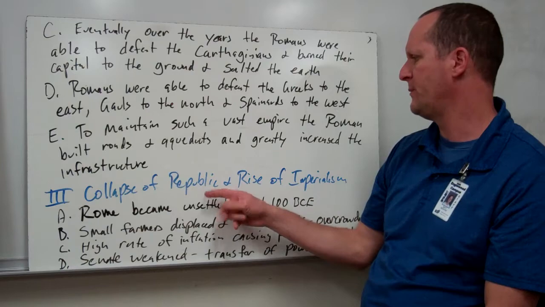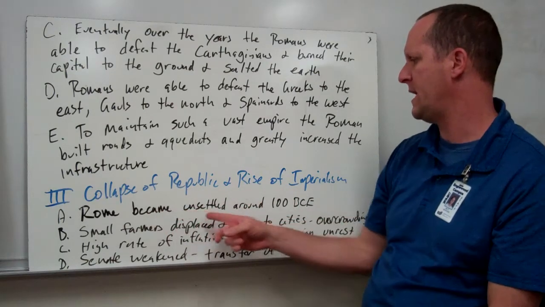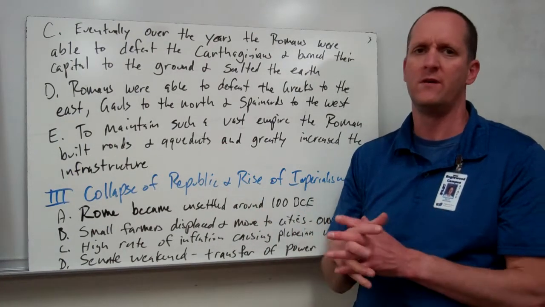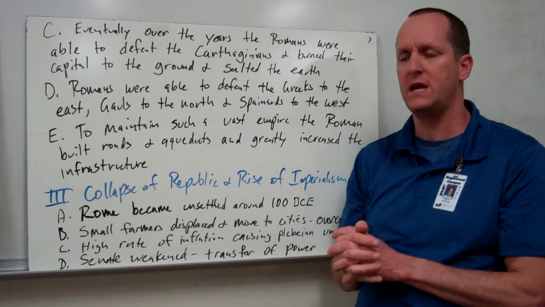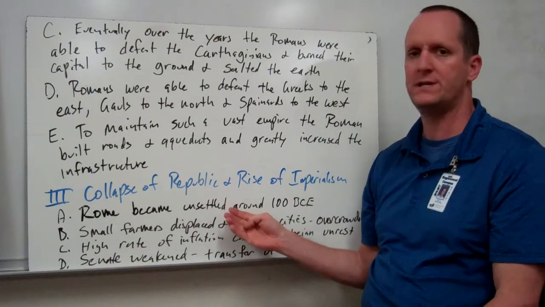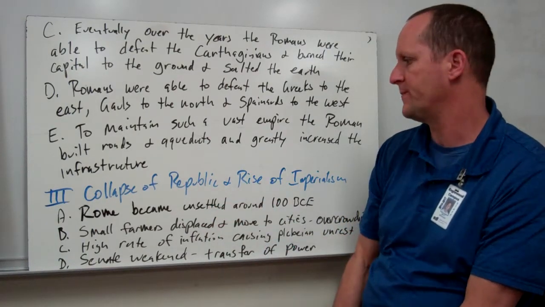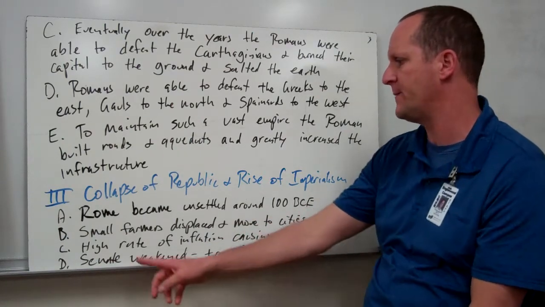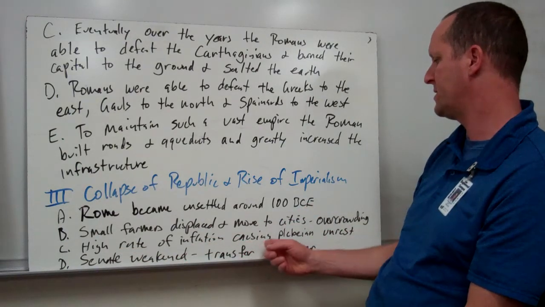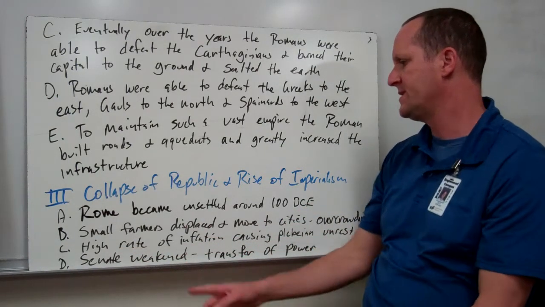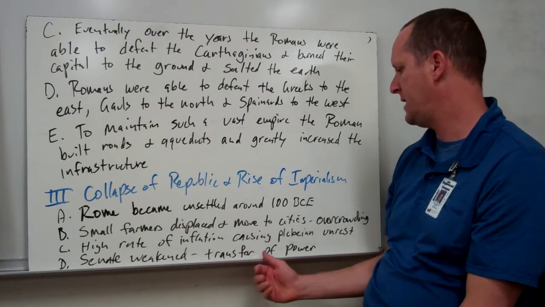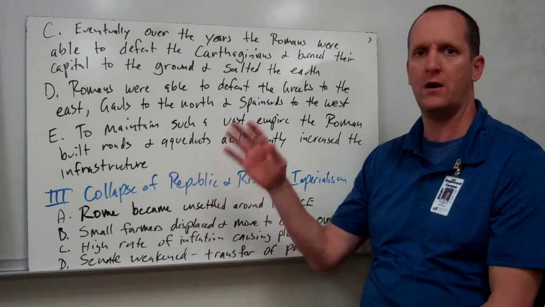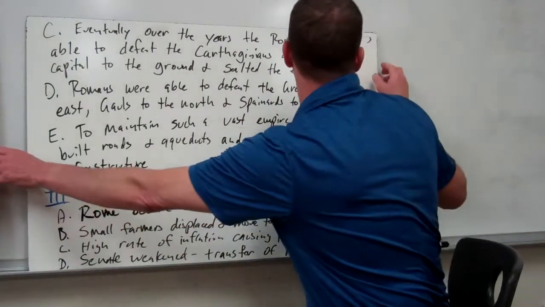Now, the collapse of a republic and the rise of imperialism. Rome became unsettled around 100 BCE. So remember, the Roman Empire started around 500 or 400 BCE. By 100 BCE, it started to become unsettled. Small farmers were displaced. They moved to the city, which caused overcrowding. High rates of inflation caused plebeian unrest. The Senate was weakened, and then began a transfer of power. So we're going from a republic where people were voting to an empire.